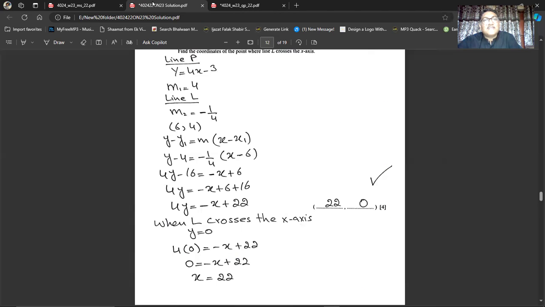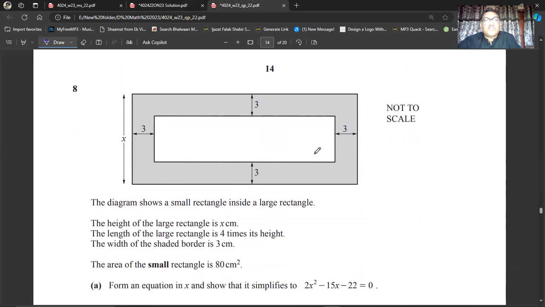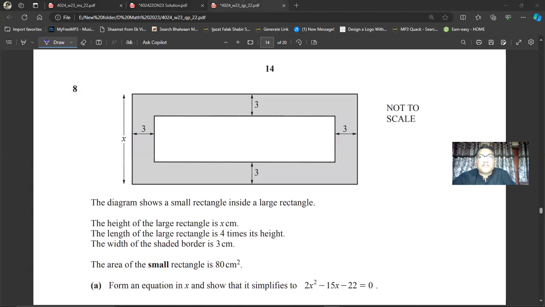The marking scheme is showing up on your screen. (22, 0) is the right answer, sir. (22, 0) is the solution. Okay, so we are done with question number 7. Now we are going to the next question, that is question number 8.